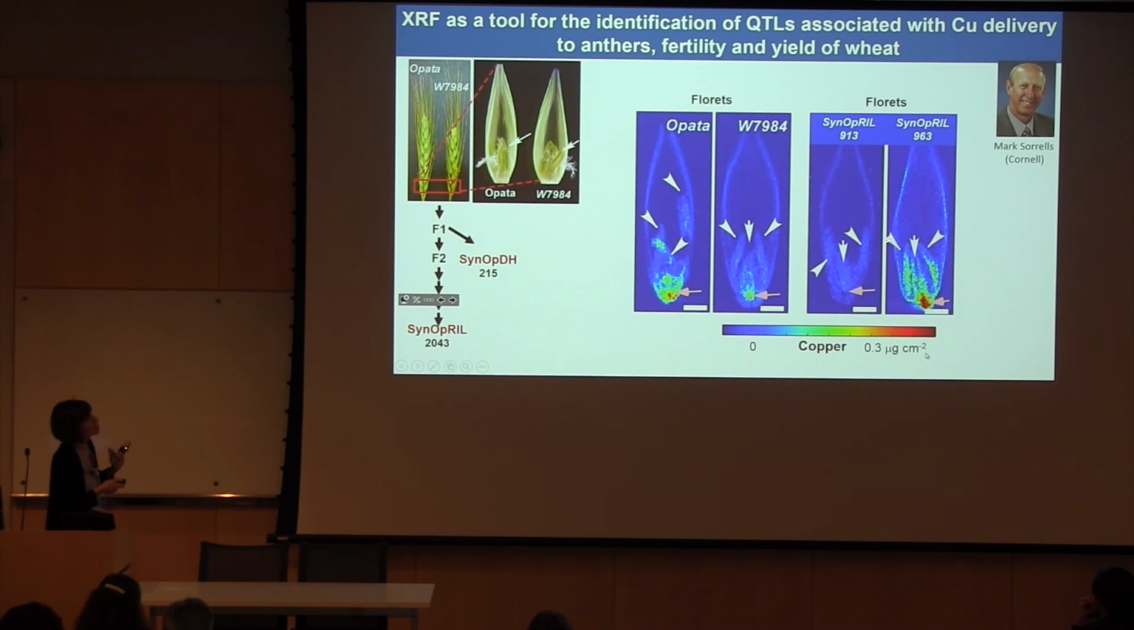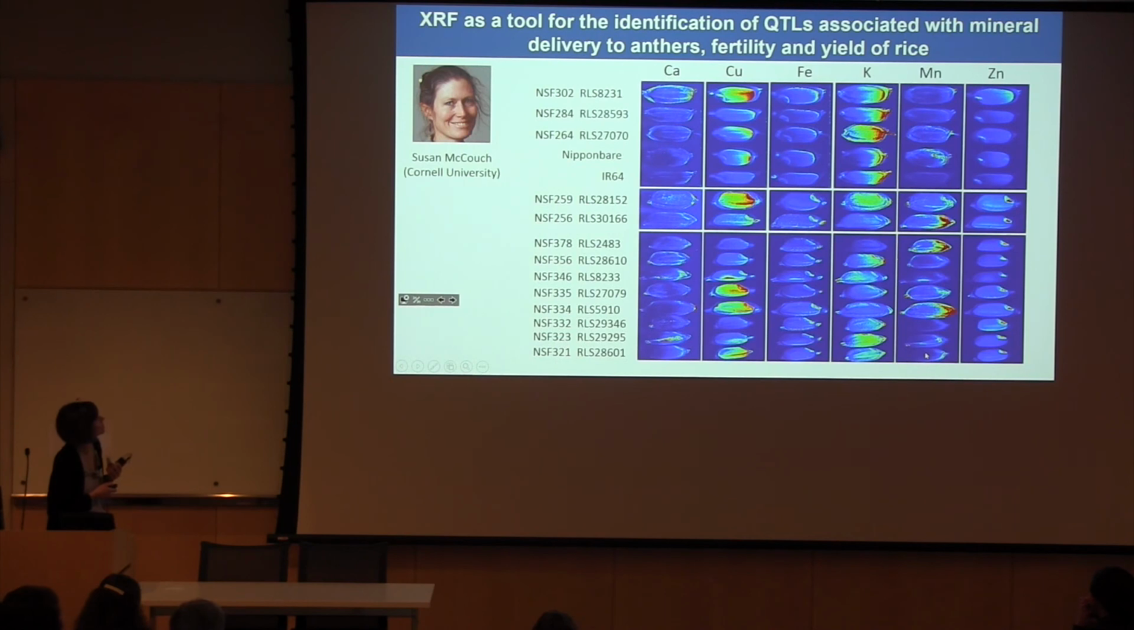And also what we are seeing is that there is a segregation for copper accumulation in anthers and actually in all reproductive organs, because this is carpels, in the mapping population. So we really hope that this will lead us somewhere. We are also collaborating with Susan McCouch, and we are trying to adapt this technology also to rice.